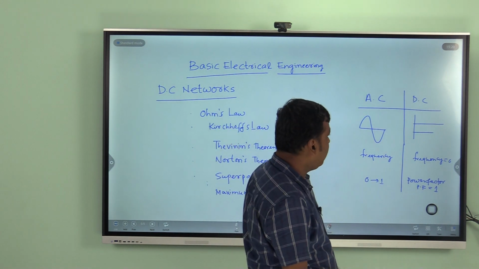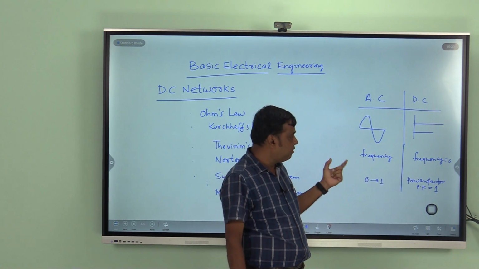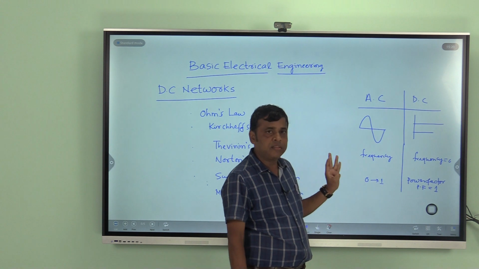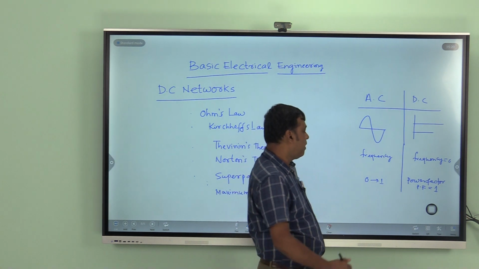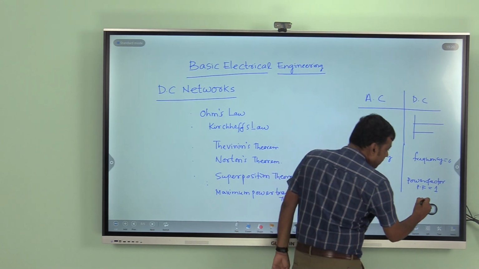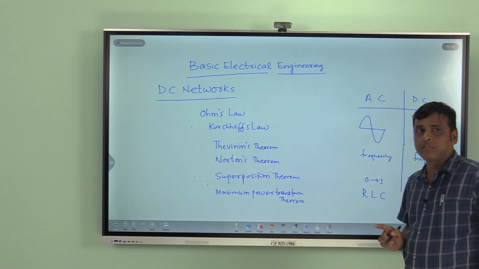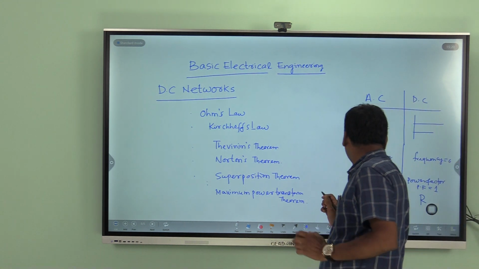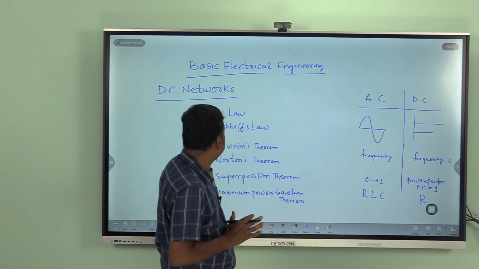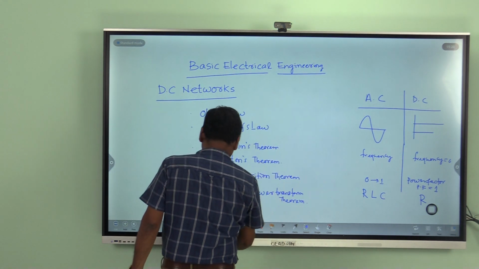In DC you will find there is only a resistance circuit, but in case of AC there is resistance, inductance and capacitance. So there are 3 parameters: resistor, inductor L and capacitor. In case of DC there is only resistor, and this module covers only DC networks. That means only resistance, voltage and current. So the first module starts from Ohm's law.